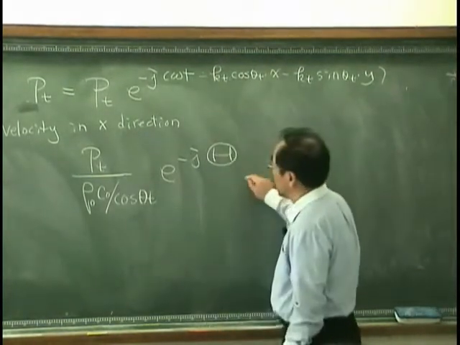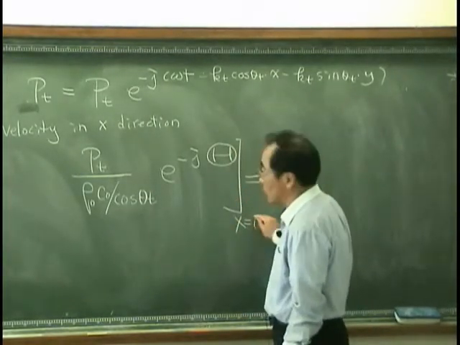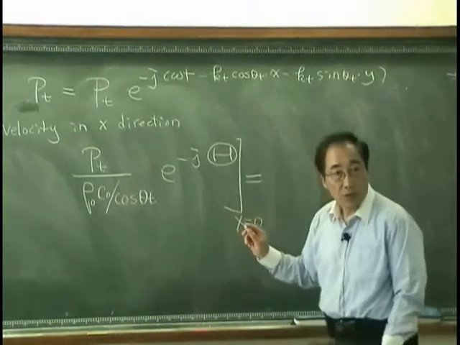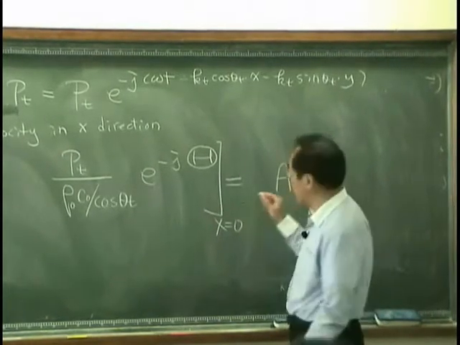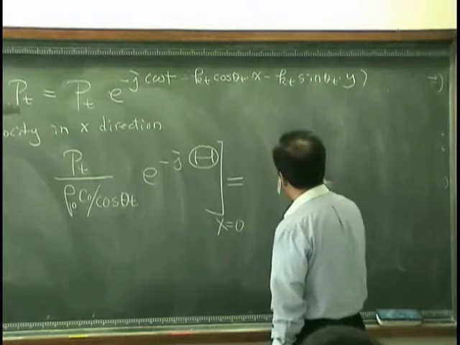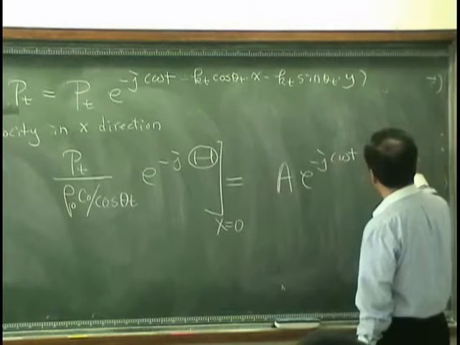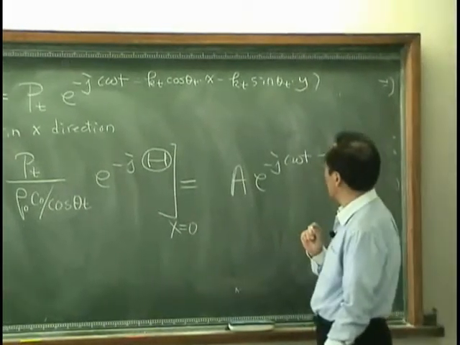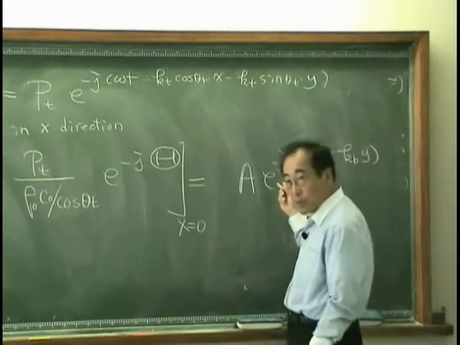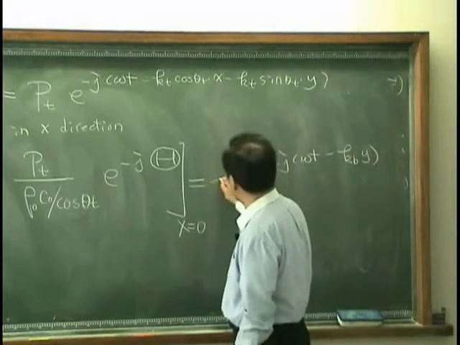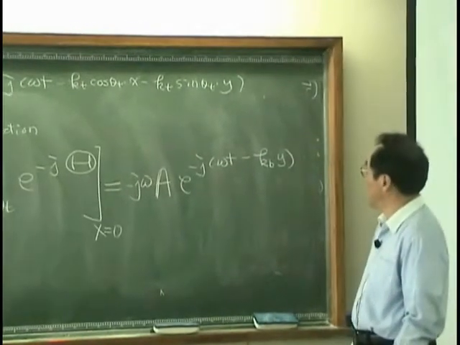That has to be the same as on x equals 0, the velocity of a plate that has magnitude a, that is complex, exponential minus j omega t minus kb y. The velocity is the rate of change of displacement, therefore I have to write over here minus j omega. Right?